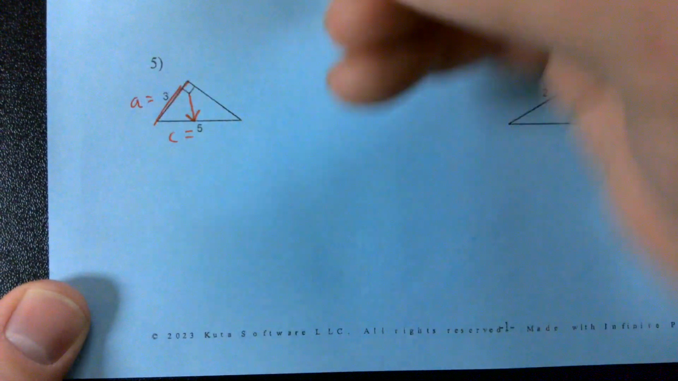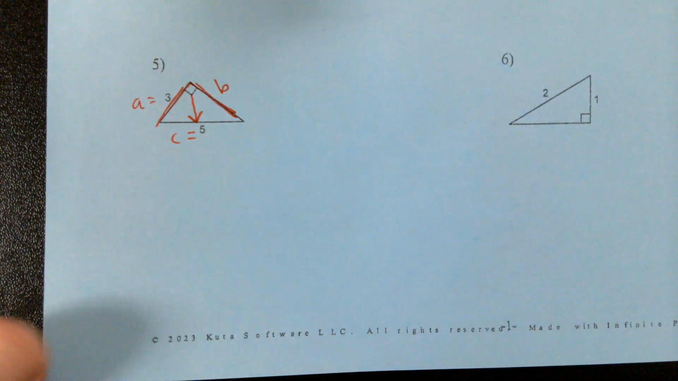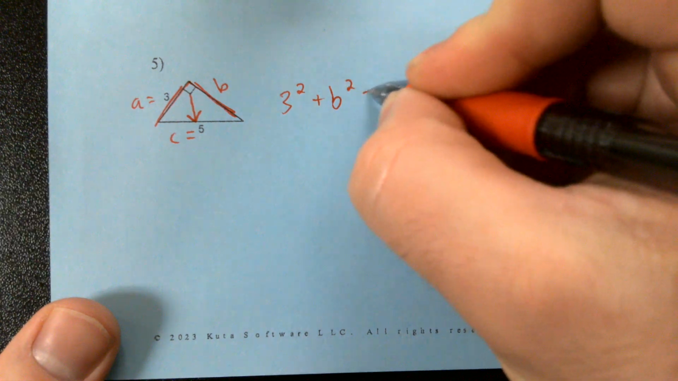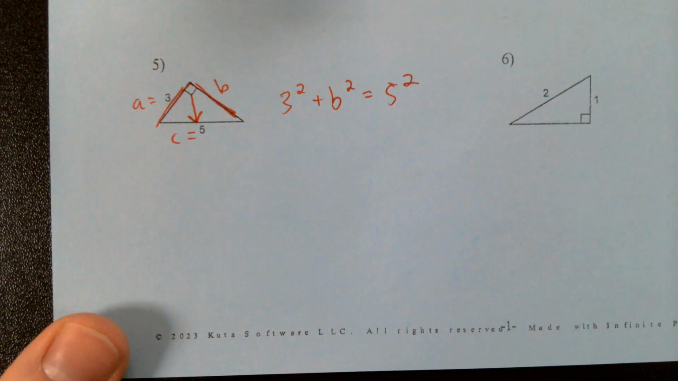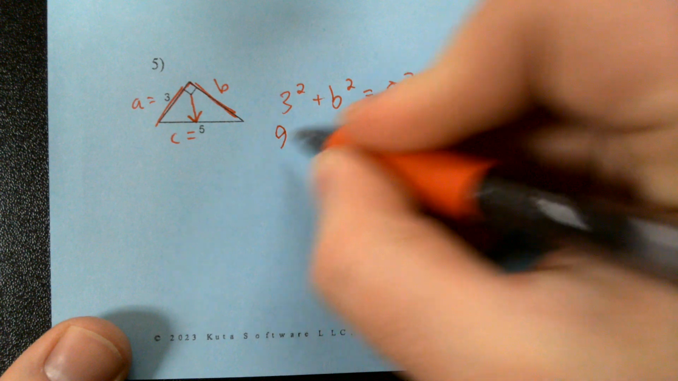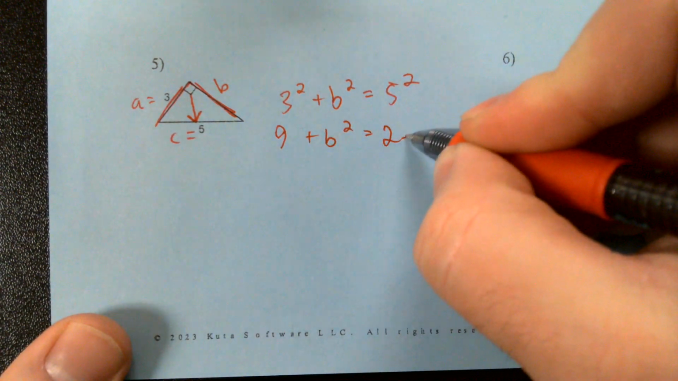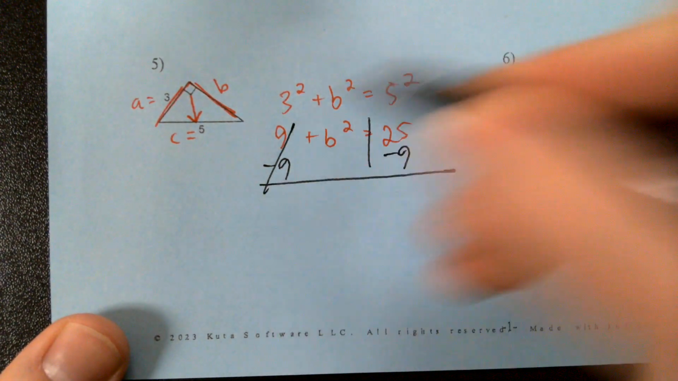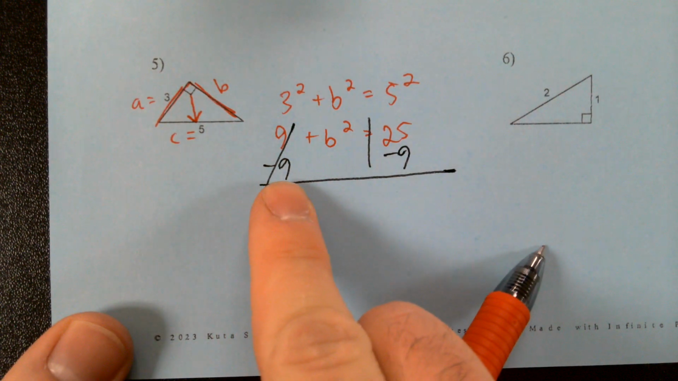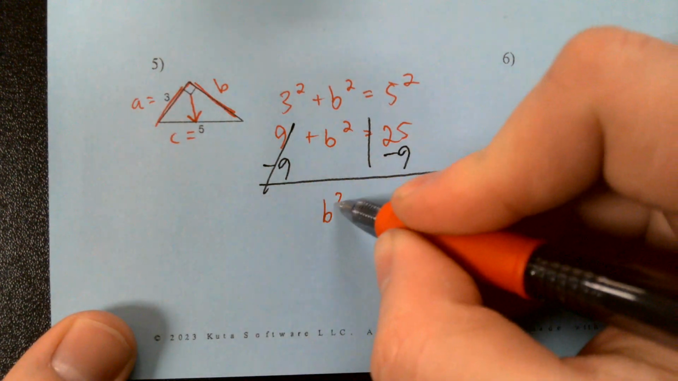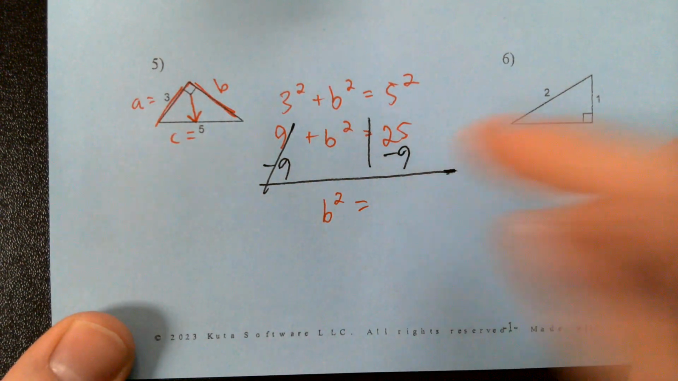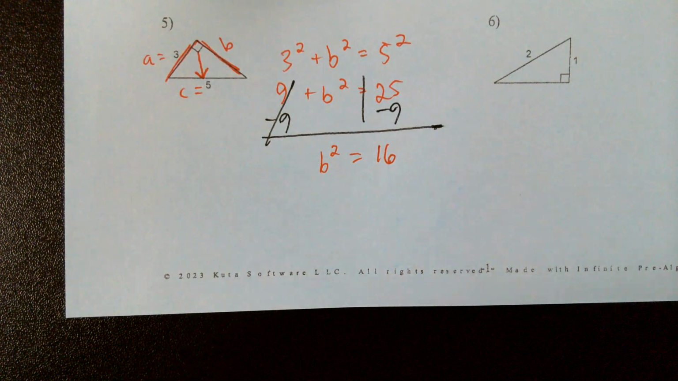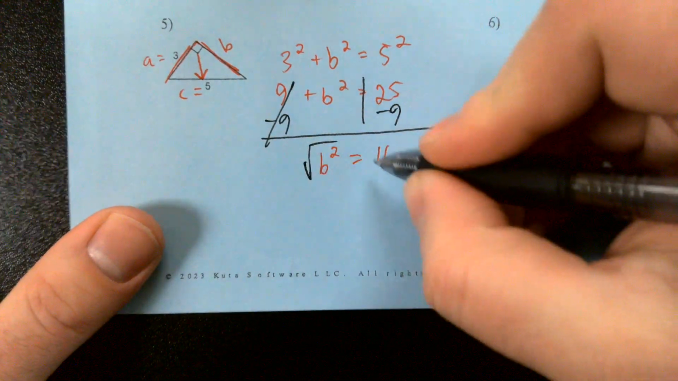Here's one of our legs, we'll call that A. Here's our missing leg, we'll call that B. So we got 3 squared plus B squared equals 5 squared. 9 plus B squared equals 25. And then we'll subtract 9 from both sides. These 9s go away, leaving us with B squared equals 25 minus 9, which is 16. So we can see this is going to turn out a little bit different when we take the square root of both sides.